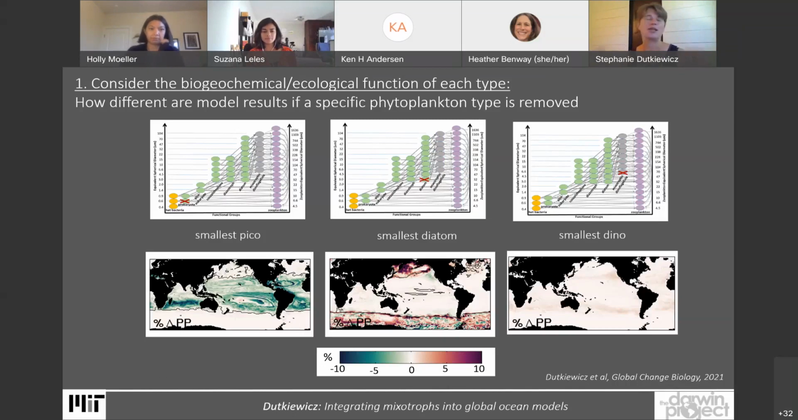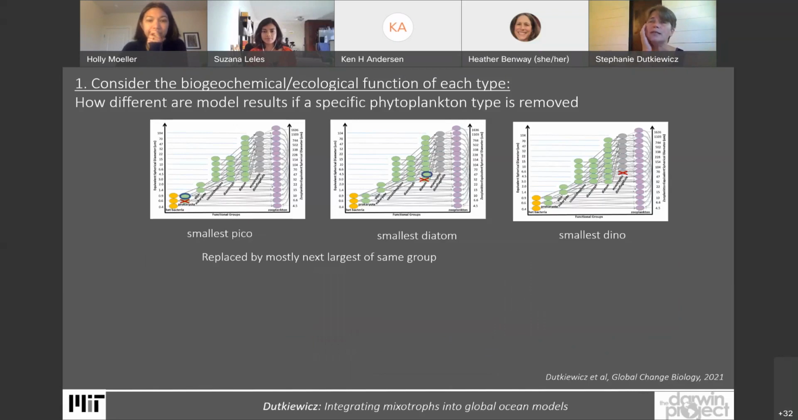You know, it's not nothing. There are sort of 2 to 3% changes, but it was much lower than with other plankton. And there was a lot of query as to why. When we delved really deeply into it, we found that when we removed most of the other types of phytoplankton, so like the smallest pico or the smallest diatom, the thing that filled in for that niche was usually a phytoplankton of the same function, but of a different size.